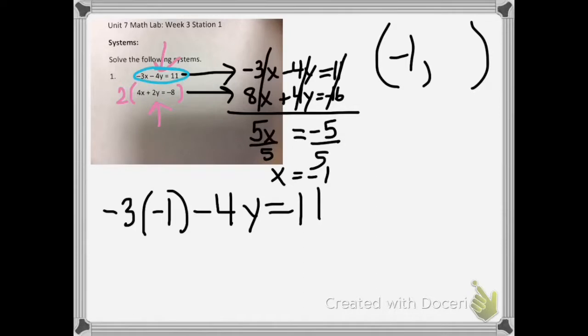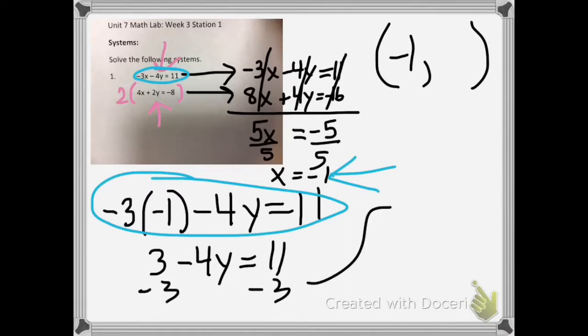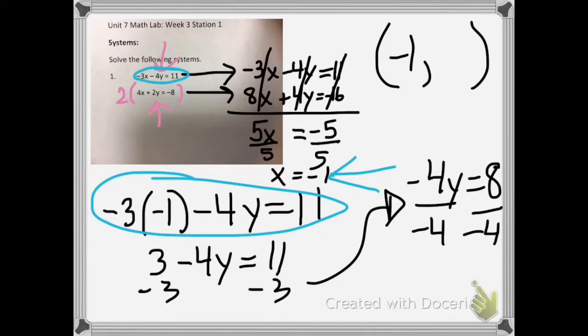This equation is the same as this equation, except I plugged in negative 1 for x. Alright, I get a positive 3 there. Get a minus 3 on both sides. I'm going to continue my work up here. We get negative 4y equals 8. Divide by negative 4. We get negative 2. And there's my answer.